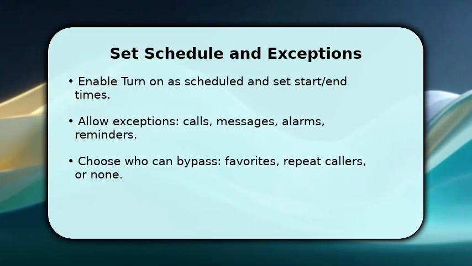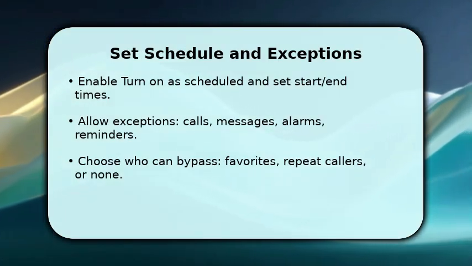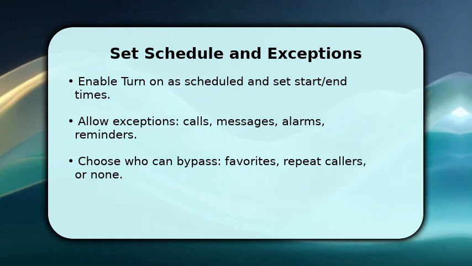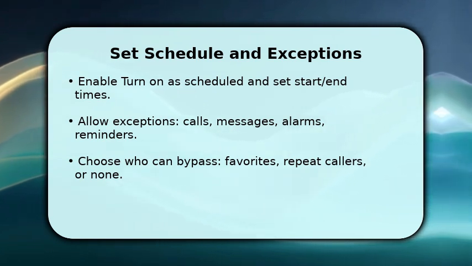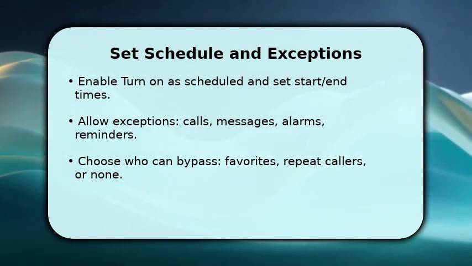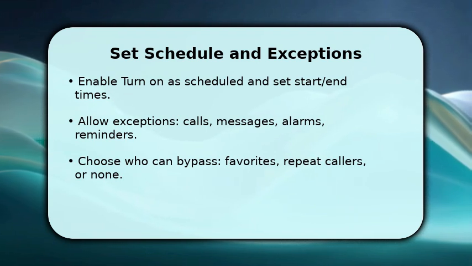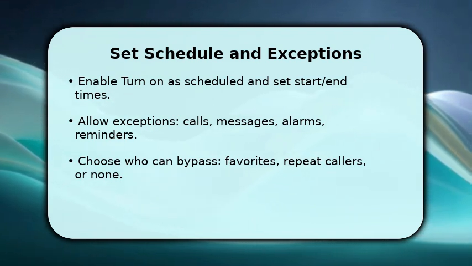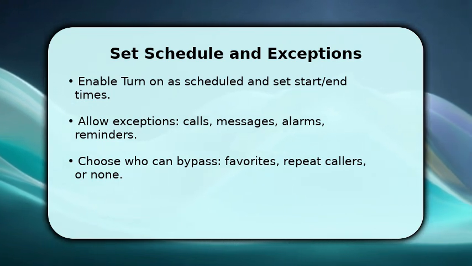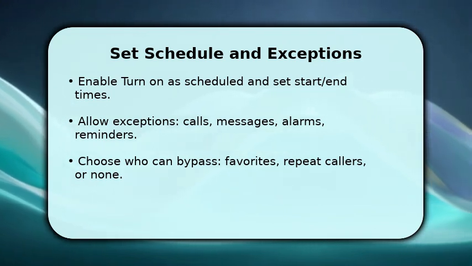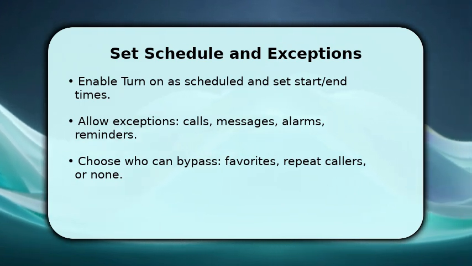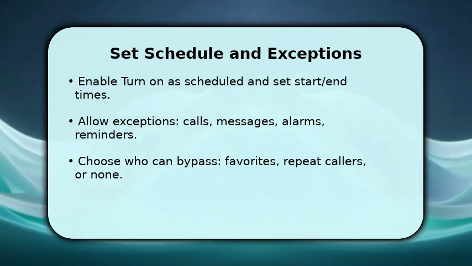Next, configure scheduling and exceptions so Do Not Disturb works automatically and doesn't block critical alerts. Turn on as scheduled and pick start and end times. Morning and bedtime routines are common. Then, tap exceptions to allow calls, messages, or alarms. Choose favorites or repeat callers if you need an emergency bypass. Once configured, these rules ensure you keep important contacts and alarms while muting everything else. Make adjustments if you notice missed messages.